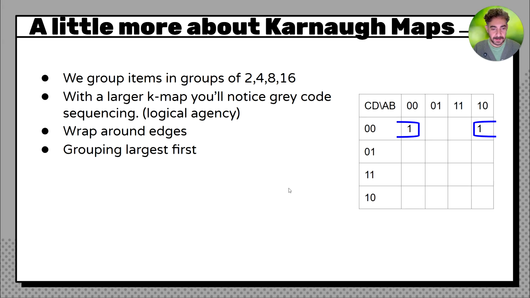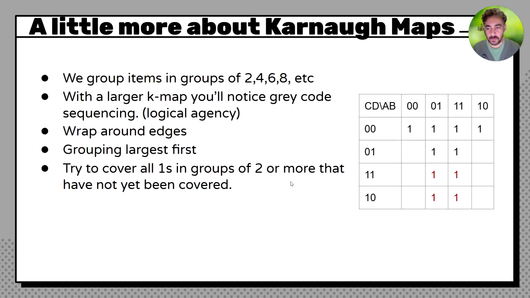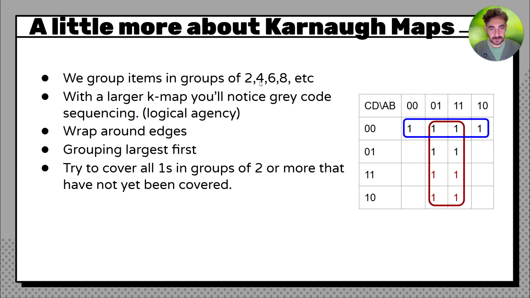Okay. The next thing we have to know is that we have got to group the largest first. So you should try to cover all the ones in groups of 2 or more that have not yet been covered. In this instance, the largest grouping would be this one here with a group of 8. And then the second largest grouping would be this one here, which I've covered in blue. Importantly, we don't want to leave any ones out that have not been covered. Obviously though, if it's a group of 3, we're not going to touch that. It has to be groups of 2, 4, 8, or 16. Oh, on my slide here, I can see I've made a mistake. Sorry guys, that should be 8 or 16.